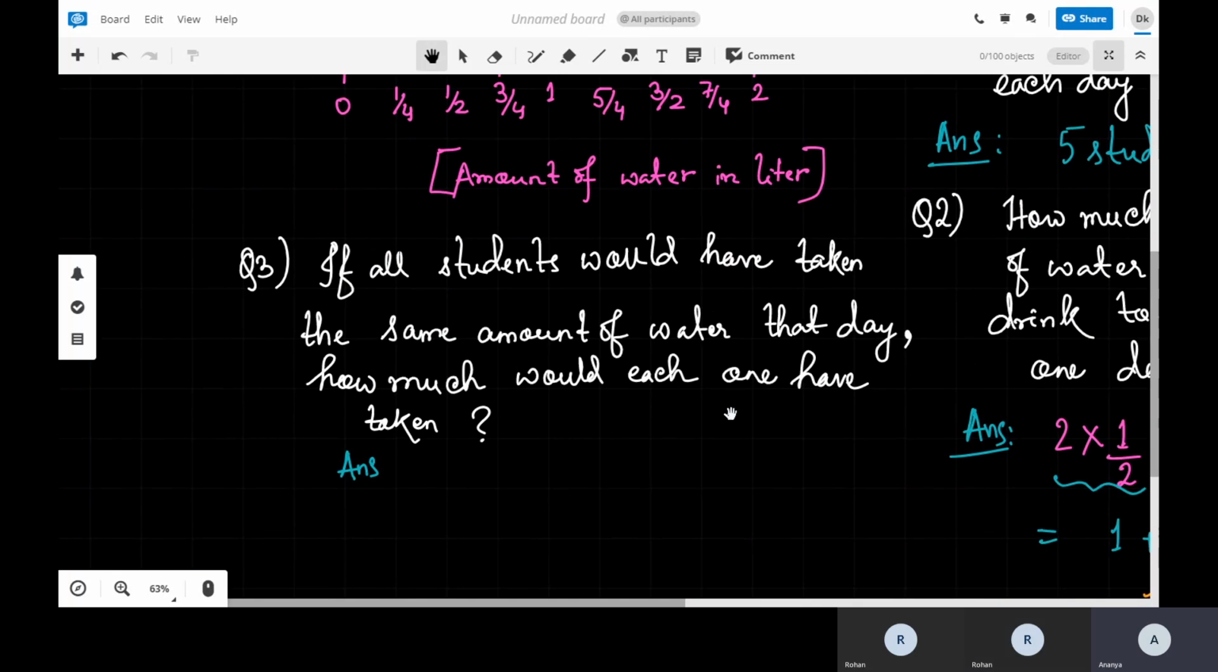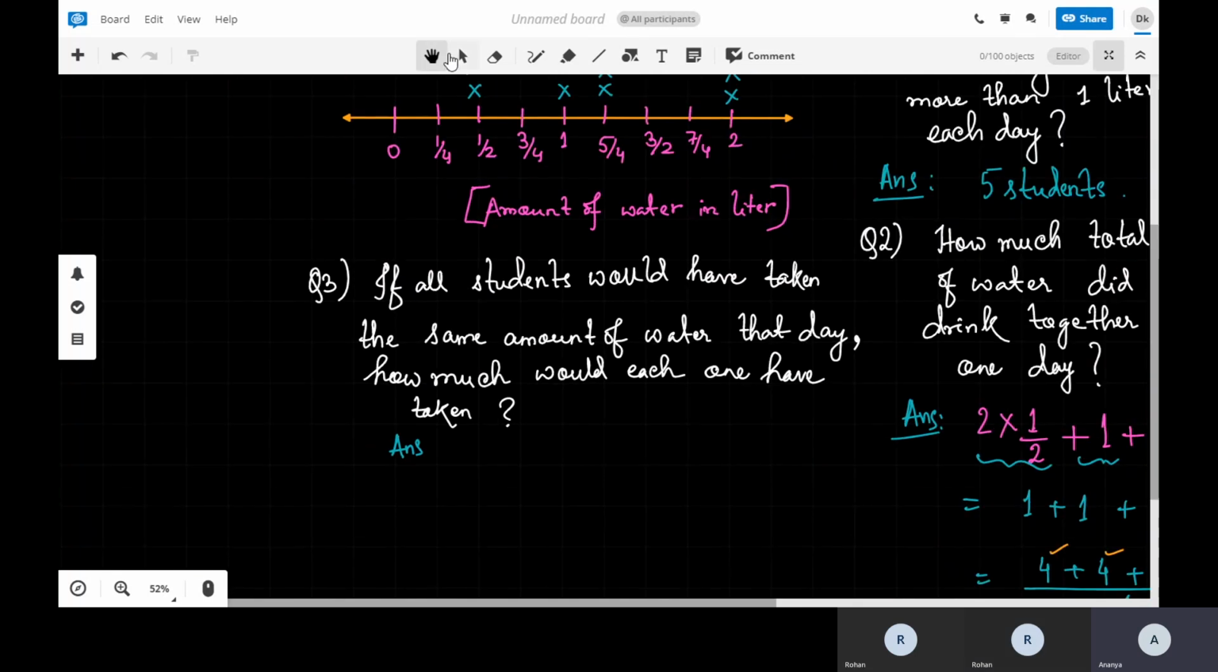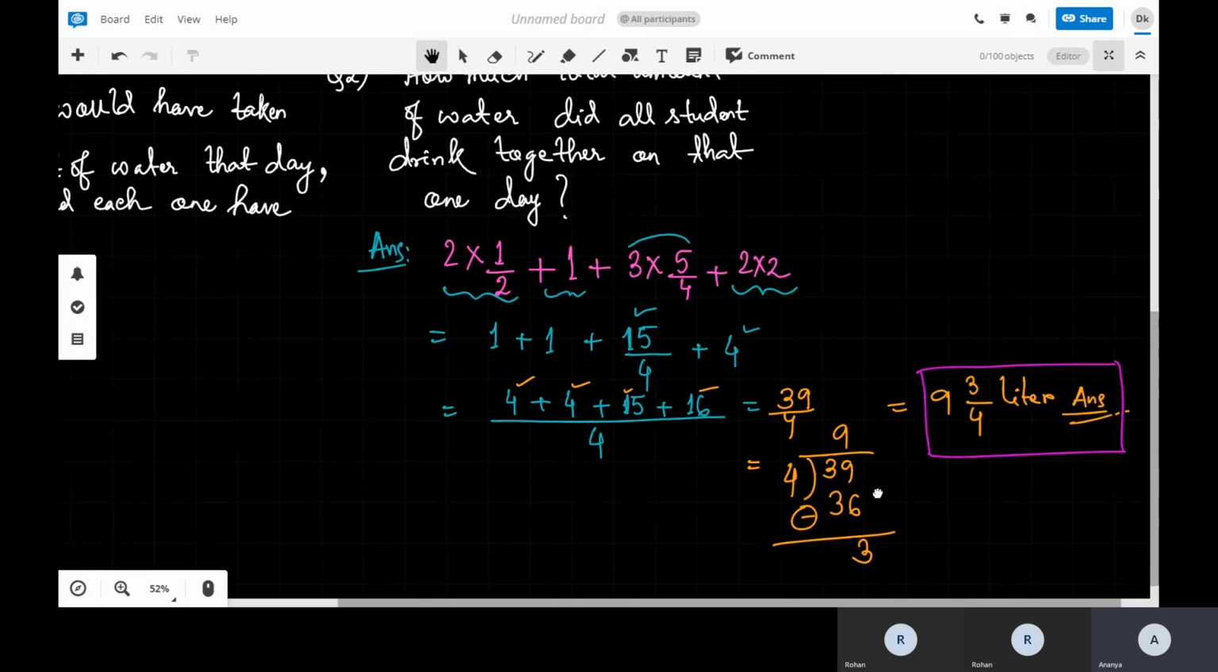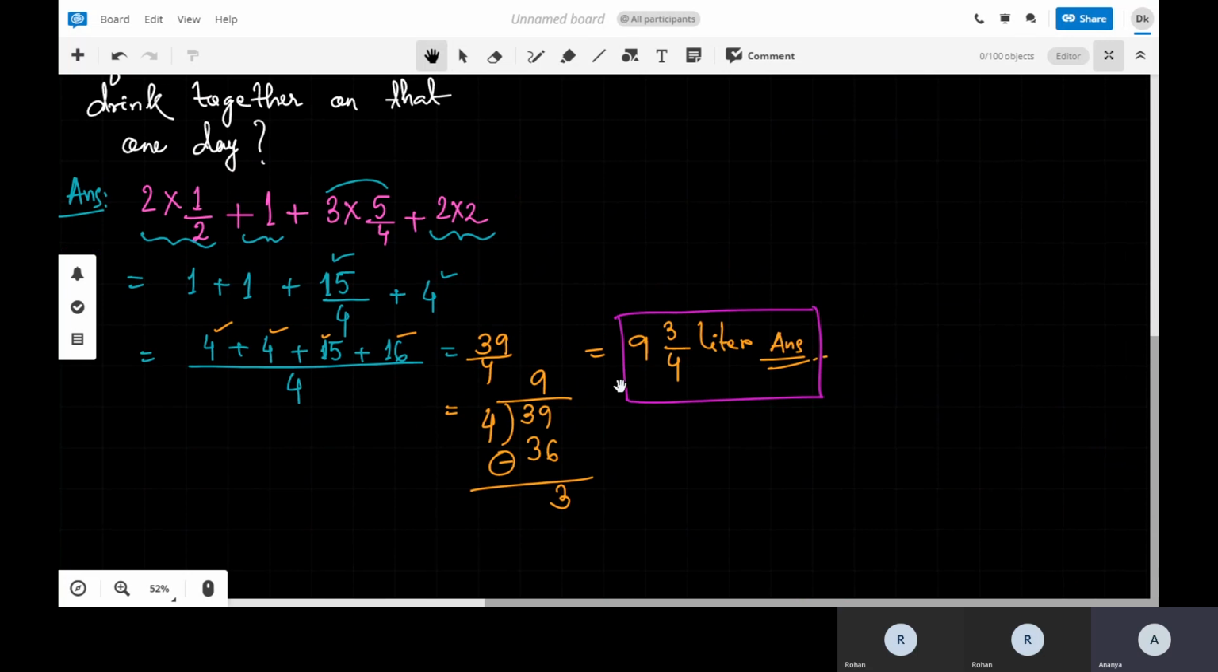Okay, let's say that we just found out, Rohan, that the total amount of water taken up by all the children on that one particular day was 9 whole 3/4 liter, isn't it? Correct? Now the question wants us to imagine that all the kids take an equal amount of water each day. I mean this entire 9 whole 3/4 liter is distributed equally among all the kids of the class. Then we need to find out how much would be the share for each kid.